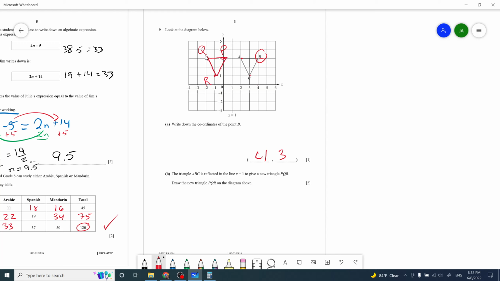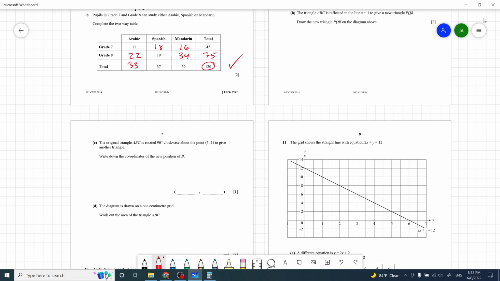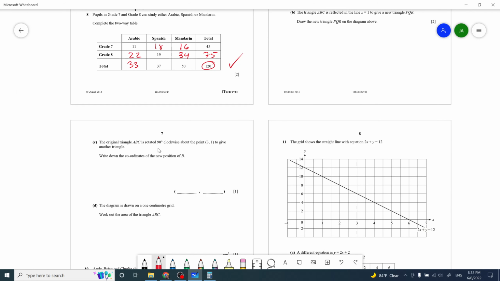So we have our triangle now, PQR. Okay. The original triangle ABC is rotated 90 degrees clockwise about the point (3, 1) to give another triangle. We need to write down the coordinates of the new position of B. So rotated means it's going to be turning 90 degrees clockwise, same as the clock, and about the point (3, 1). So that's going to be our center of rotation.